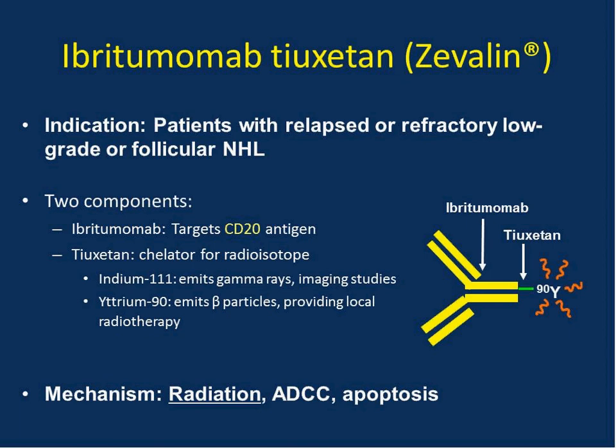The last product is ibritumomab or Zevalin, and so again, patients with relapsed or refractory low-grade follicular lymphoma. It's targeting the CD20 antigen, and basically you have the ibritumomab, which is the monoclonal structure, and then the tiuxetan, which is the linker for the radioisotope. And then you again have gamma rays and beta particles, which allow for imaging and also do local radiotherapy.